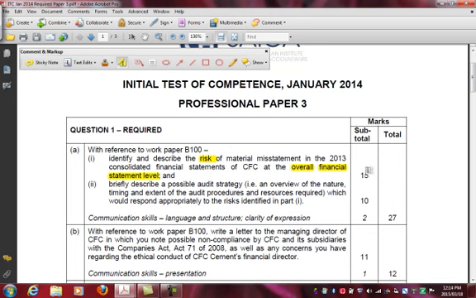Risk at the overall financial statement level. Okay, 15 marks. Then for the other 10 marks, part 2 of part A: briefly describe a possible audit strategy. And they go on to describe what they mean by an audit strategy: an overview of the nature, timing, and extent of the audit procedures and resources required, which would respond appropriately to the risks identified in part 1. Okay. When we went through the scenario, we did identify quite a lot of risks. So what you would need to then think about is what can you do as an auditor to mitigate or respond to those risks.